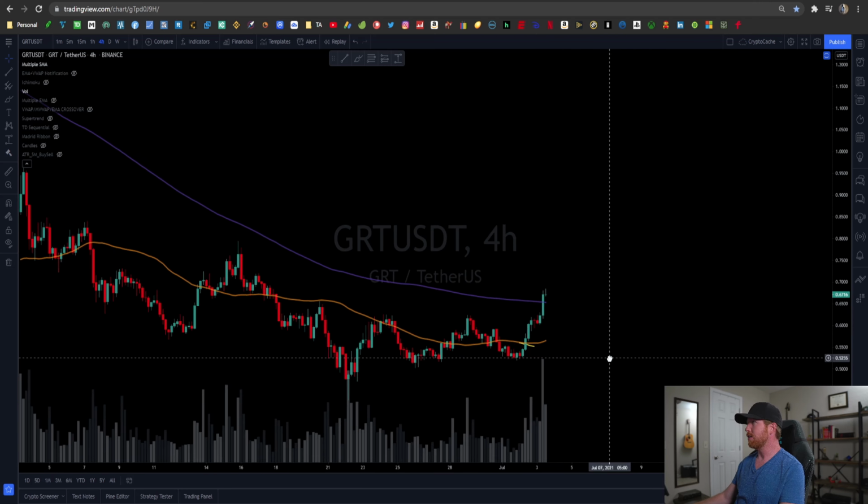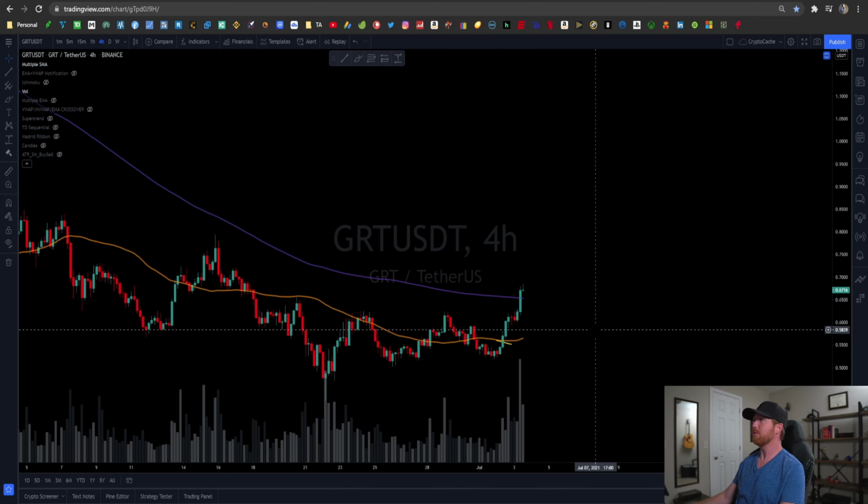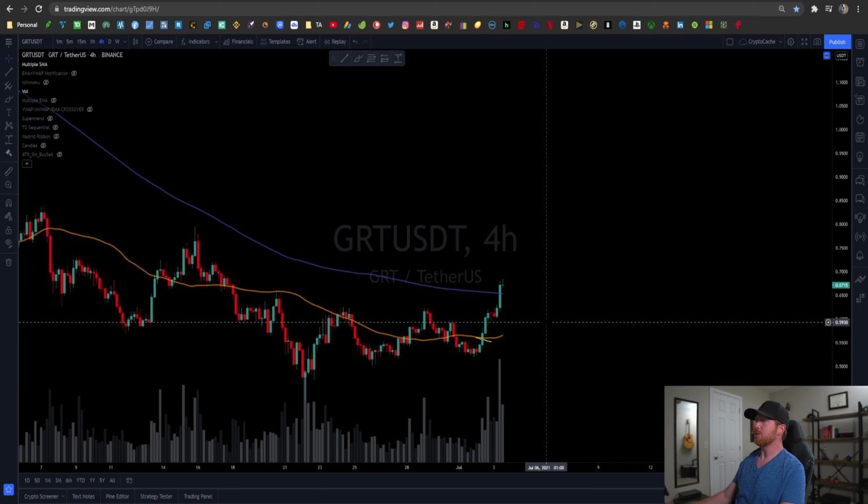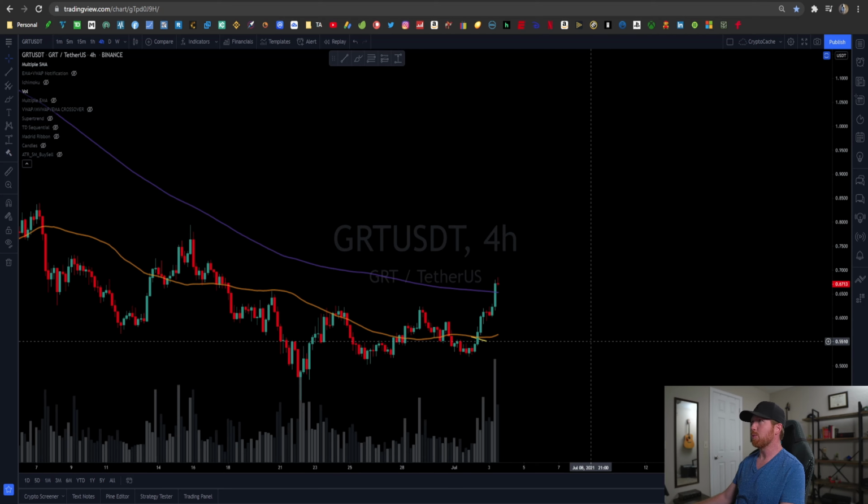And I'm going to go ahead and probably set an alert here for the graph moving forward for my signal group to pay closer attention, because this thing does have a lot more room for growth.